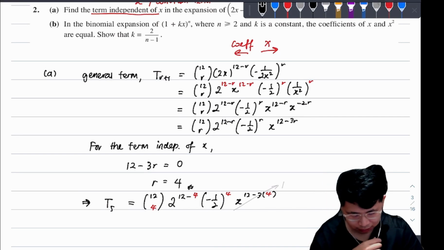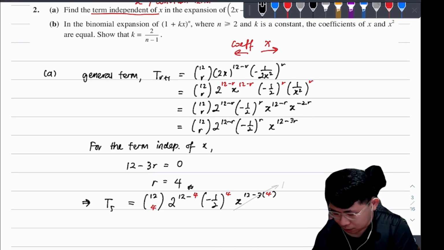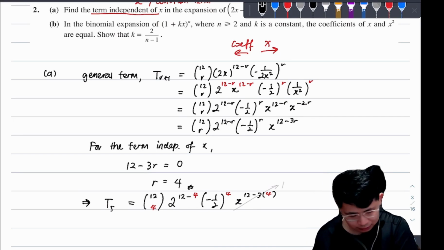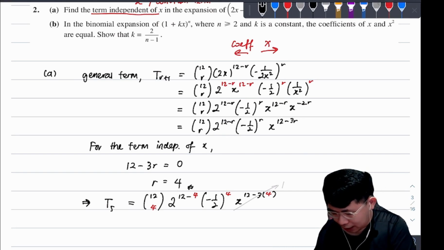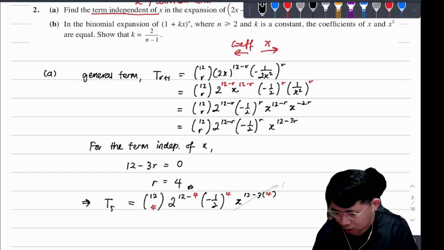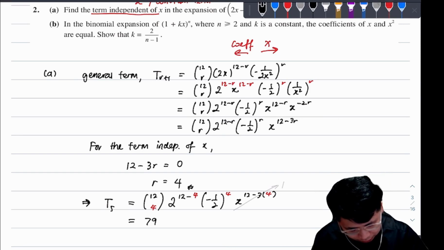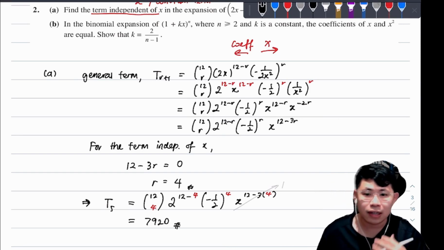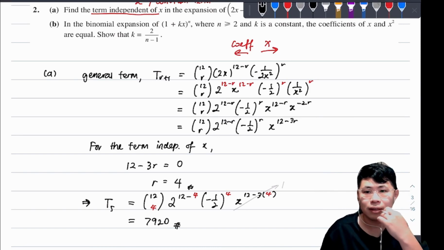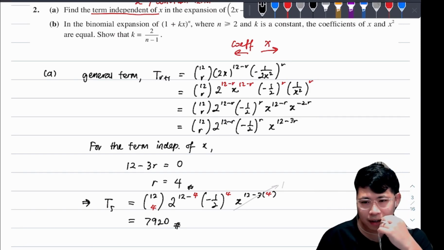So using your calculator, 12 choose 4 times 2 to the power of 8 times negative half to the power of 4. Your calculator will give you 7920. So 7920 is the constant term, or the term independent of x.